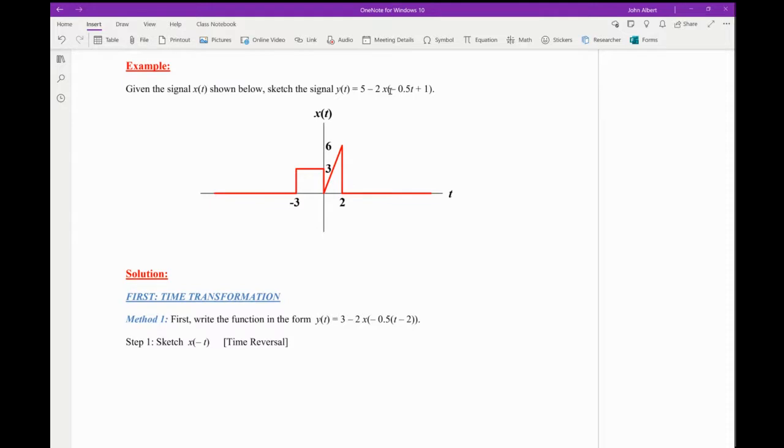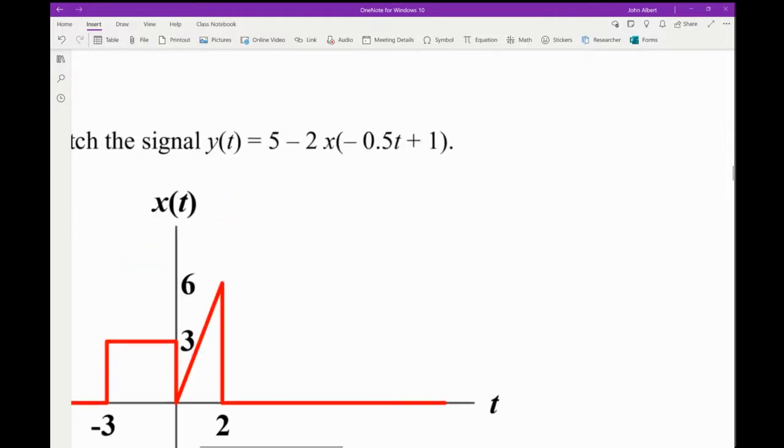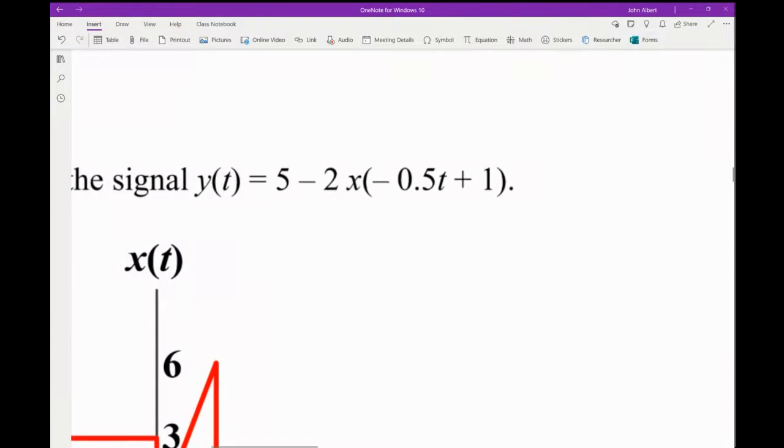Now, when you come to a signal like this, or when you want to sketch a signal that looks like this, in terms of x, you have to pay attention to the following. Let's start with the time, and then we'll work with the amplitude.